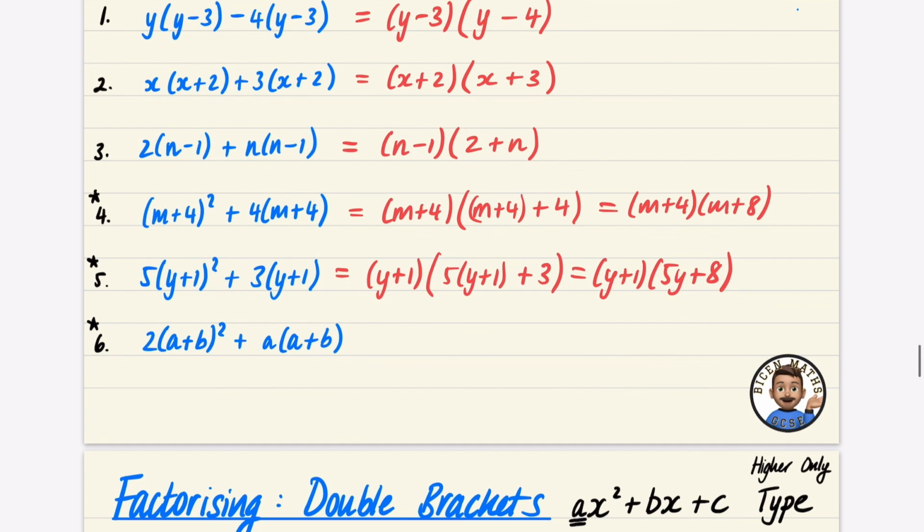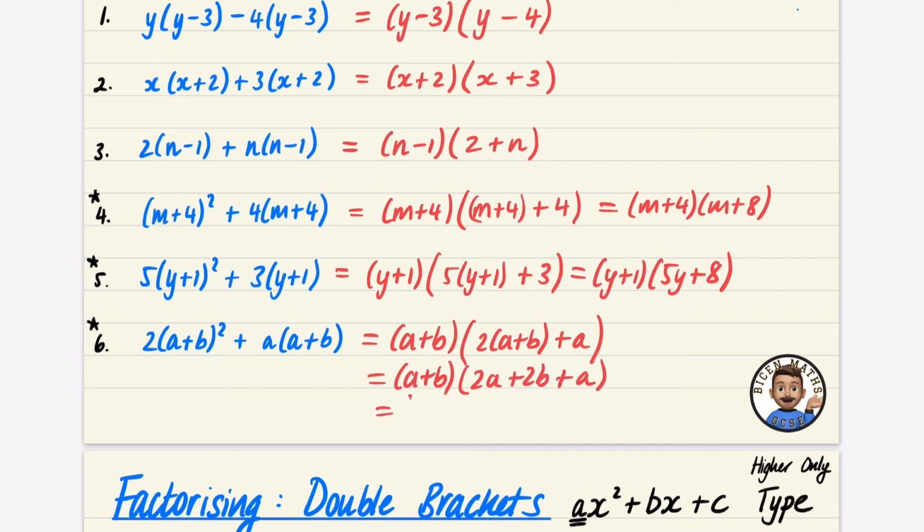Last one that they've got in common, they have an a plus b in common. It needs a 2a plus b, and it needs an extra a for the second bracket. So that is a plus b brackets 2a plus 2b plus a when I've expanded the bracket. So that is a plus b, 3a plus 2b.